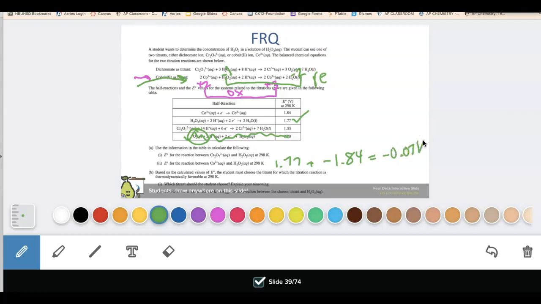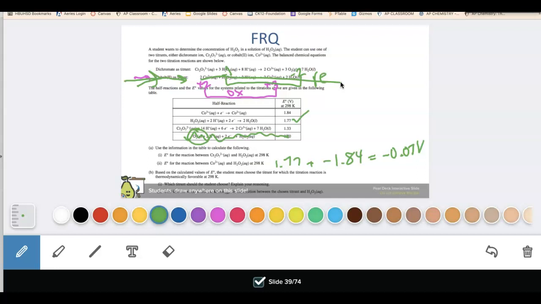Yikes. That's a negative voltage. What does that mean? It means no reaction, right? This reaction won't happen. So it's probably not the thing you want to pick as your titrant, because you'll just pour it in there and zero things will occur.